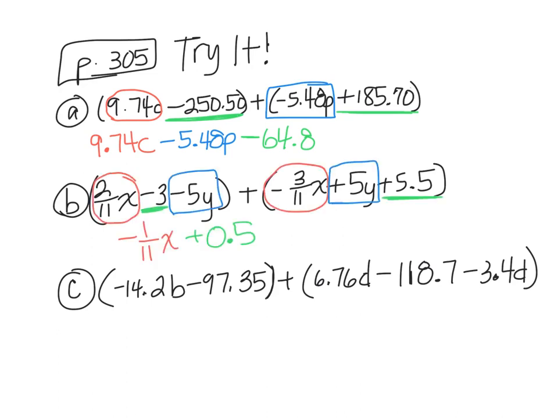All right, let's take a look at letter B. When you combine your two x terms, you get a negative 1/11 x. They were nice and gave us a common denominator there. Your two y terms actually are exact opposites, a negative 5y and a positive 5y, which means when you put them together, you get 0y, or 0 times anything is 0. So you do not have a y term anymore in your simplified expression.